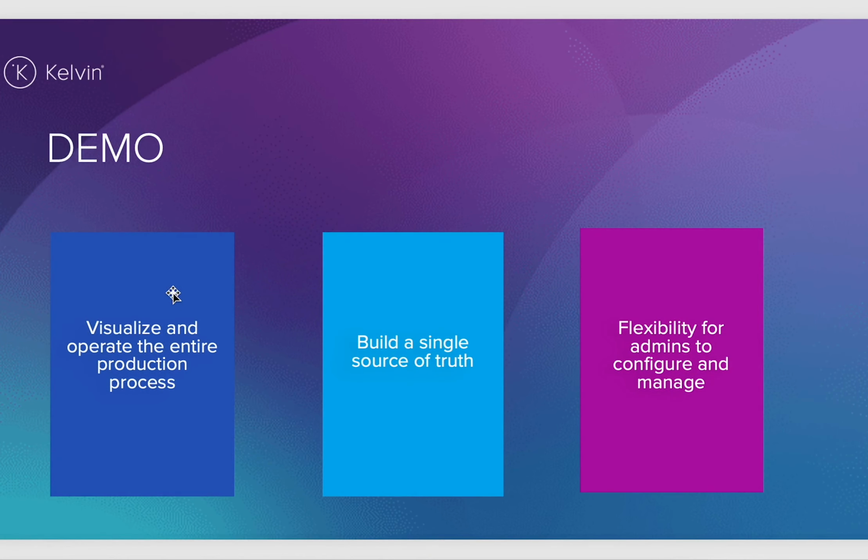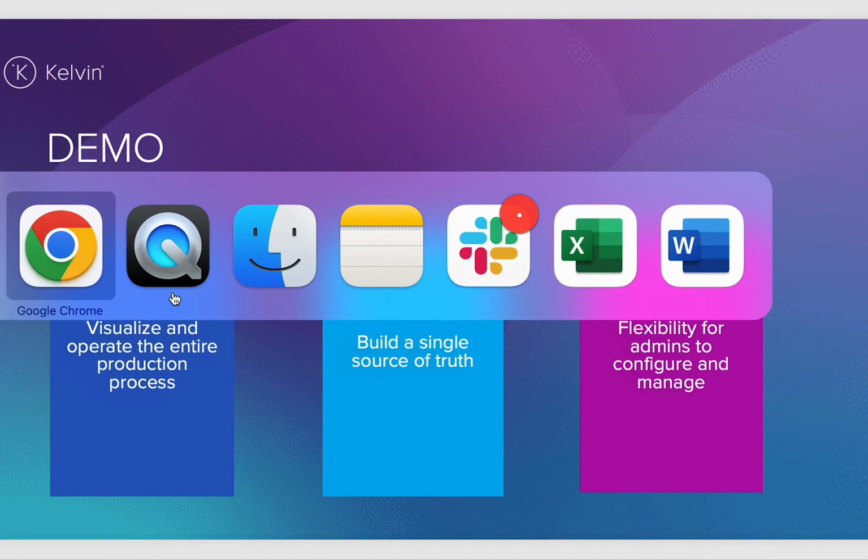So now I have shown you how to visualize and operate the entire production process, all the way from visualizing the process to doing control changes on it. Let me show you how to build a single source of truth from the line editor on Kelvin Maps that allows you to map the entire process line. After that, I will also show you how easy it is for administrators to configure and operate the foundation of the platform, and what are the powerful options you have in the platform in order to deploy any kind of third-party applications and models. So let's jump into it.